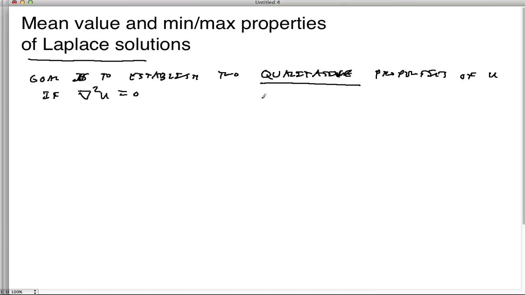Okay, so what do I mean by qualitative properties? We already know one of the properties. Sorry, I should say we already know one nice qualitative property. I'll put that in an asterisk, which is the zero net flux.